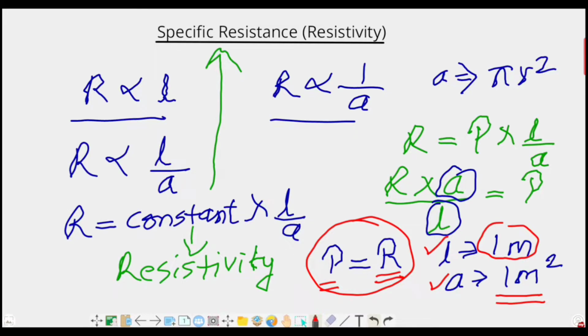So students, again just see what is specific resistance. Specific resistance or resistivity is the resistance of the material with unit length and unit cross-sectional area.